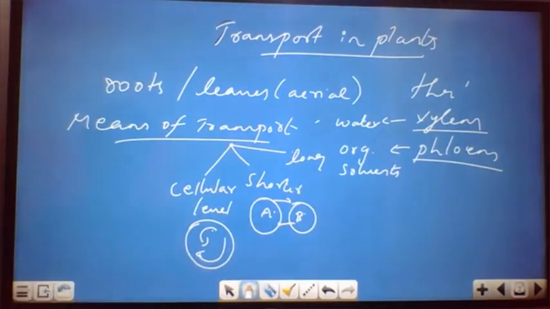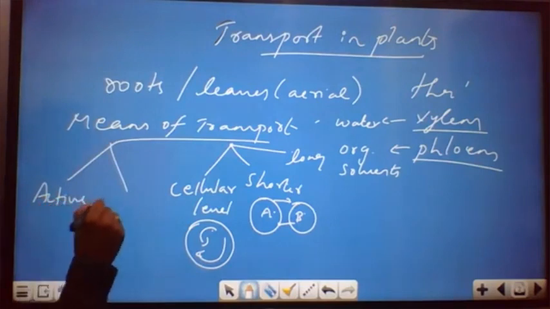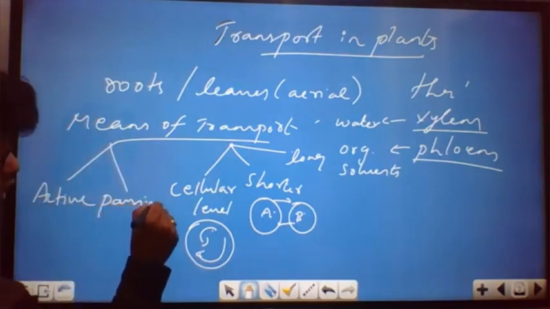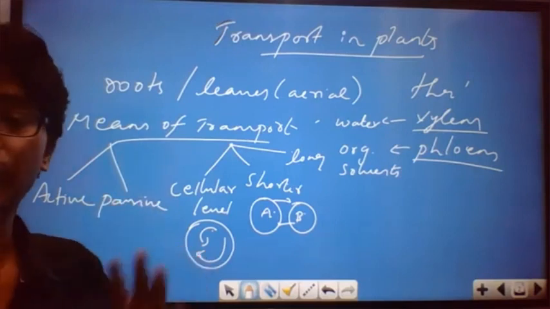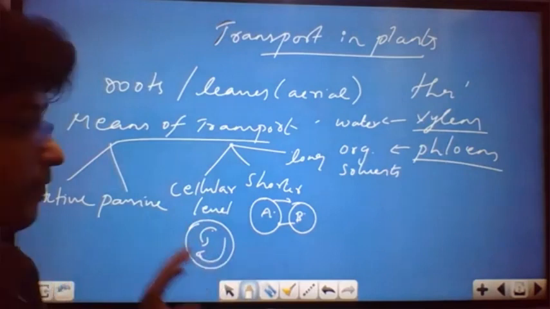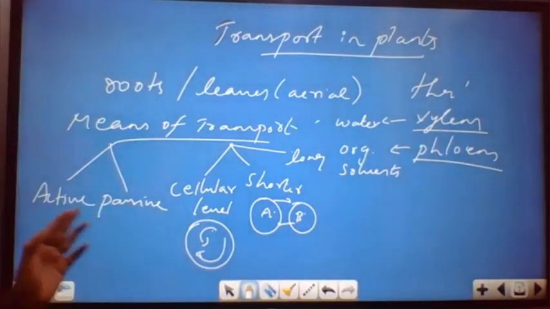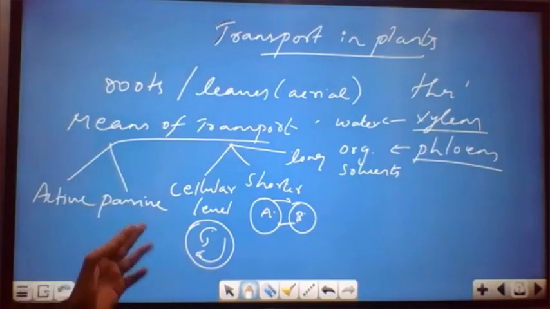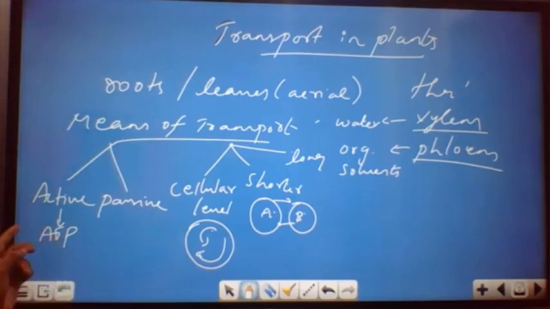In other means of transport, you would have studied that it takes place by active transport and passive transport. Guys, these are common things. I'm not teaching again because you studied this chapter already, and I don't want to waste your time teaching from the beginning. These are basic things that you know already, right? You know the difference between active and passive transport. In active transport, definitely it requires some energy, in the form of ATP.